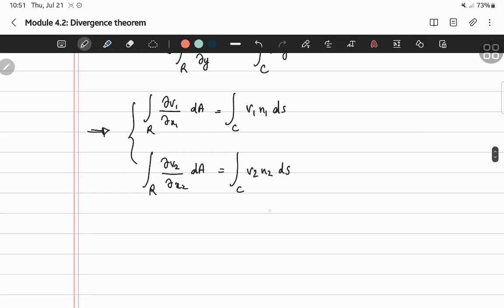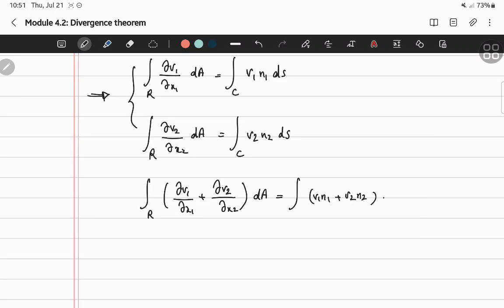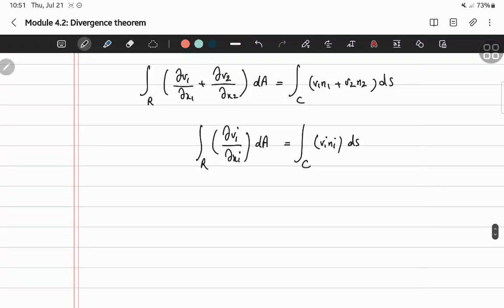So if I sum both sides of this equality, then I get the integral of the partial derivative of V1 with respect to x1 plus the partial derivative of V2 with respect to x2 dA over the domain R, equal to the integral of V1 n1 plus V2 n2 ds over C. Alright, so if I write this in indicial notation, I get the partial derivative of Vi with respect to xi dA over R is equal to Vi ni ds over the curve enclosing domain R.